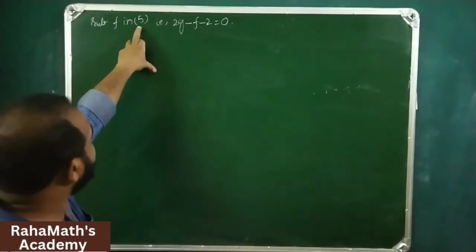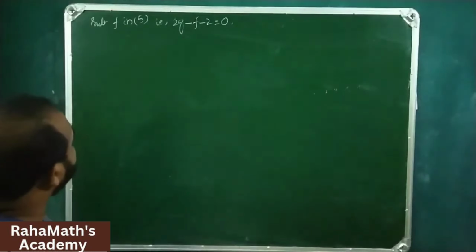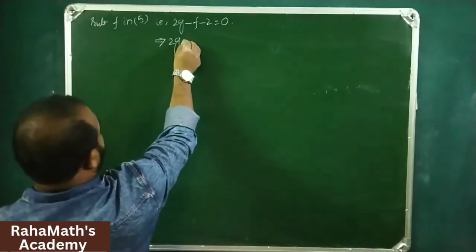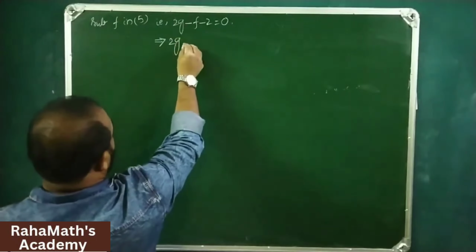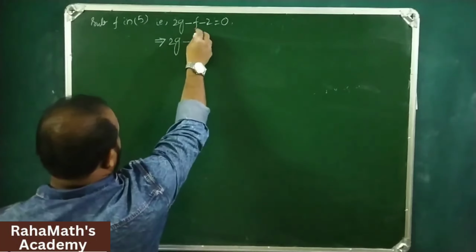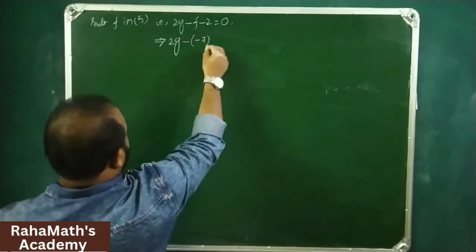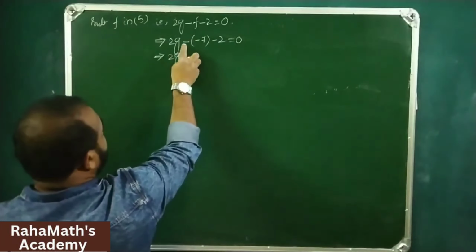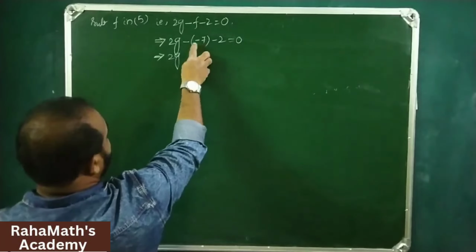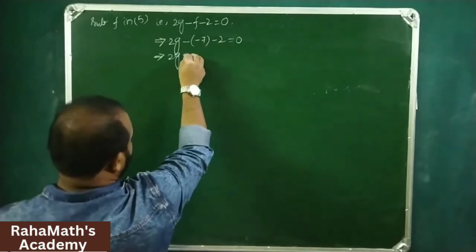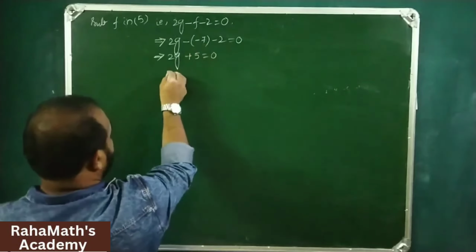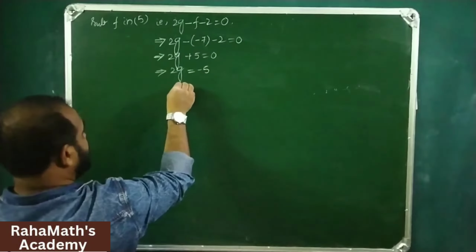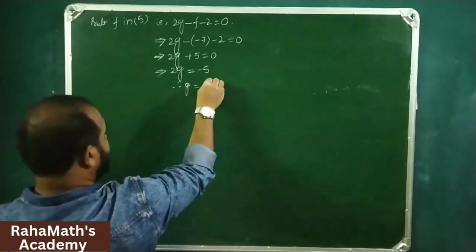Substituting F in 5, that is 2G minus F minus 2 equals 0. 2G minus F, F value is minus 7 I got, minus 2 equals 0. This implies 2G minus of minus 7, that is plus 7, minus 2 is plus 5 equals 0. This implies 2G equals minus 5. Therefore, G value is minus 5 by 2.